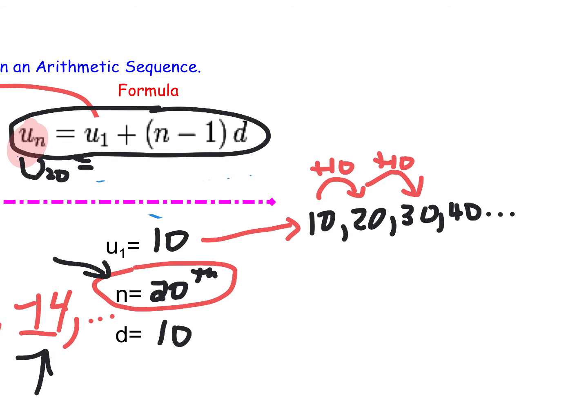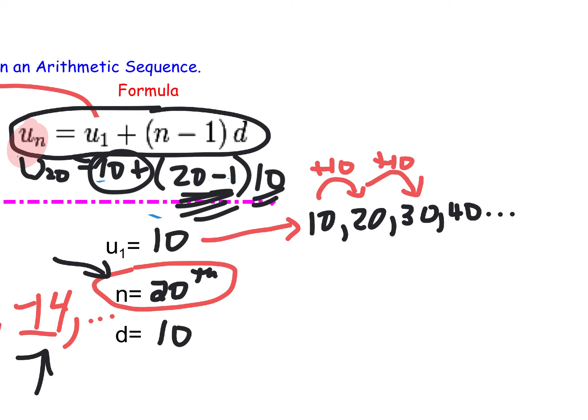All right, Sage, what do you think we should put for U sub 1? 10 goes here, plus what goes next? 20 minus 1 times, what's the d? Yep. So then this is 10 plus 19 times 10. That's 190. 190 plus 10, 200 is the 20th term. Does that make sense to you?